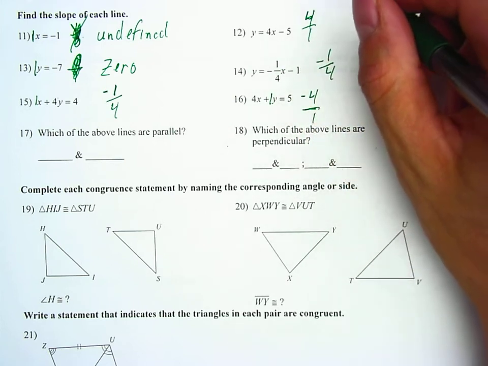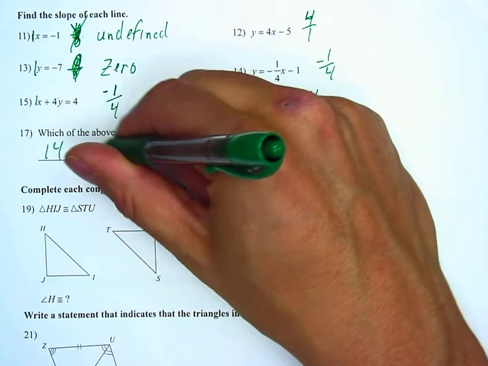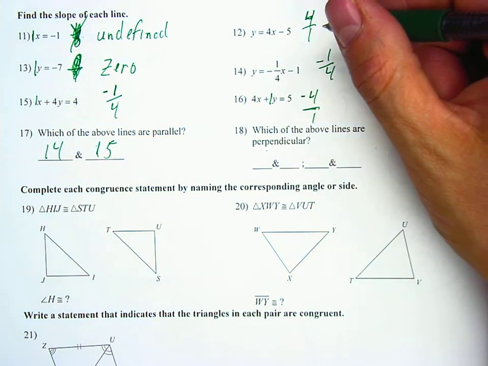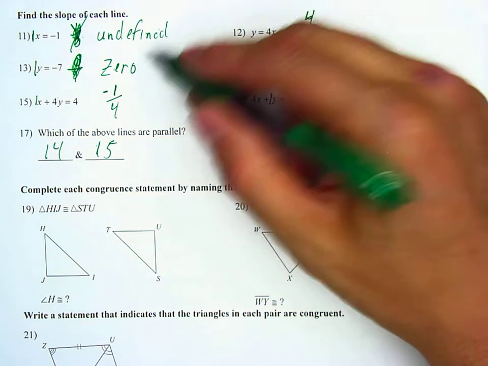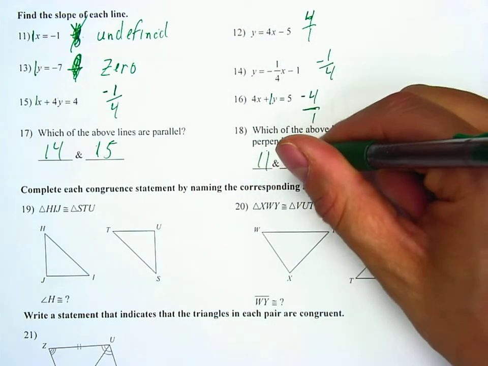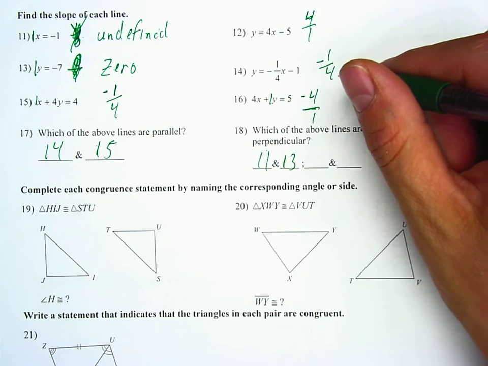So I'm looking for slopes that are the same. Well, 15 and 14 are the same. That's parallel. I'm looking for slopes that are perpendicular. Well, undefined and 0 are perpendicular, horizontal and vertical in other words. So 11 and 13. And then when you flip a fraction and negate it, it becomes perpendicular.